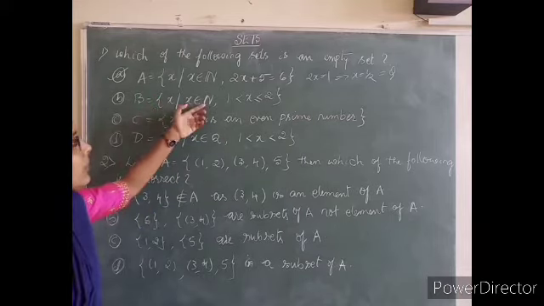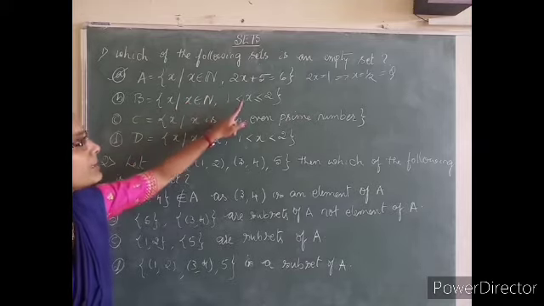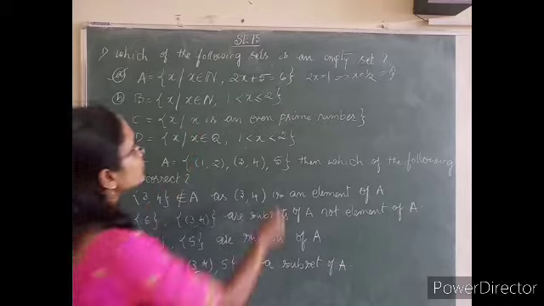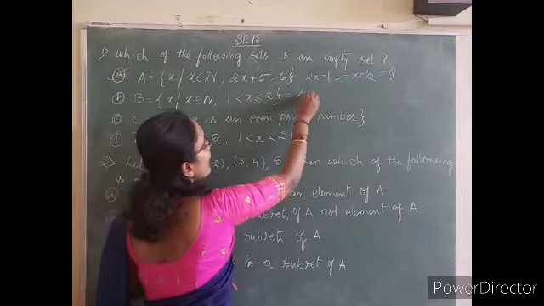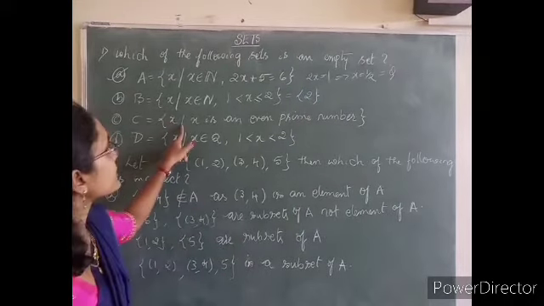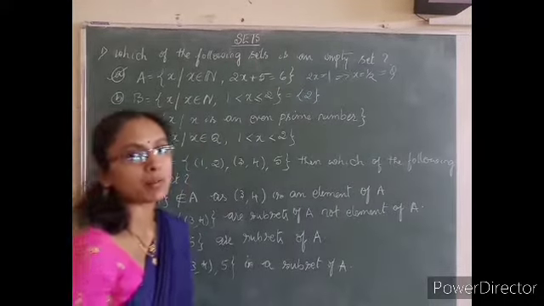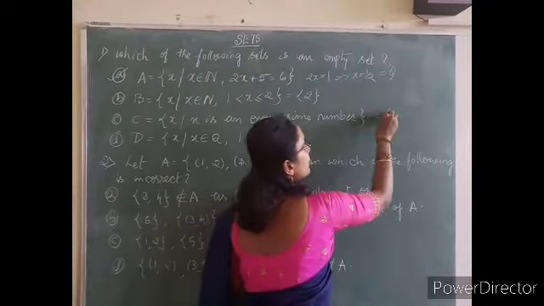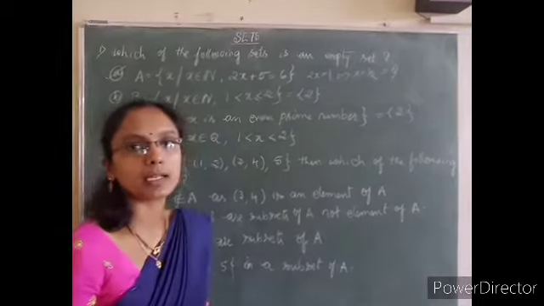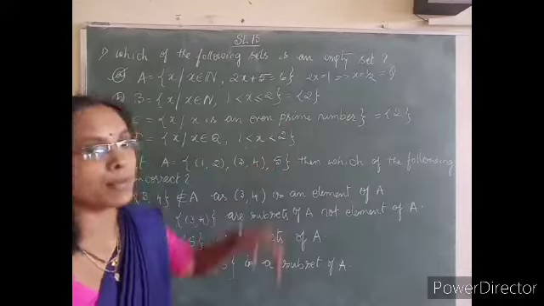Set of all x belongs to N such that 1 less than x less than or equal to 2. Less than or equal to 2 means this contains the value 2. That is an element here. Set of all x such that x is an even prime number. All of you know even prime number is 2. There is only one even prime number, that is 2. So this has an element 2.